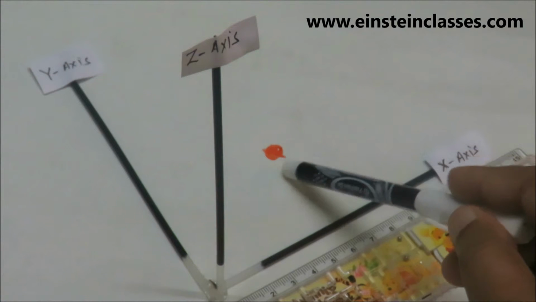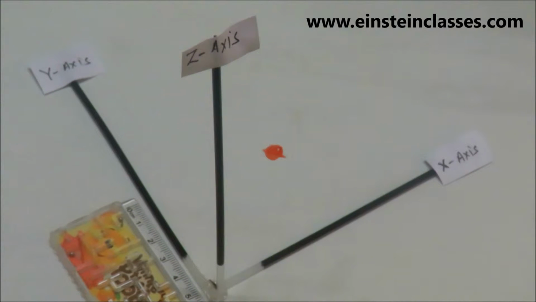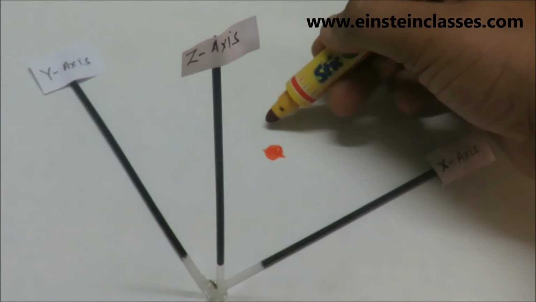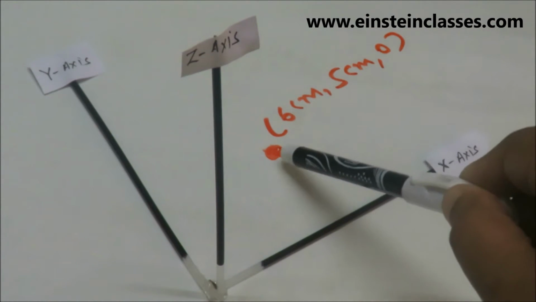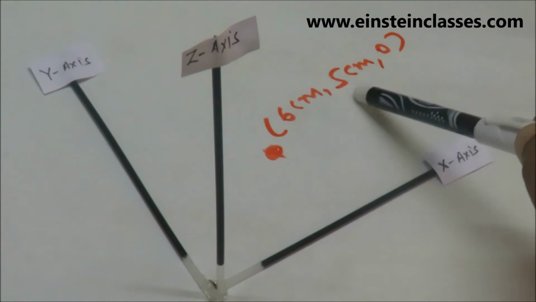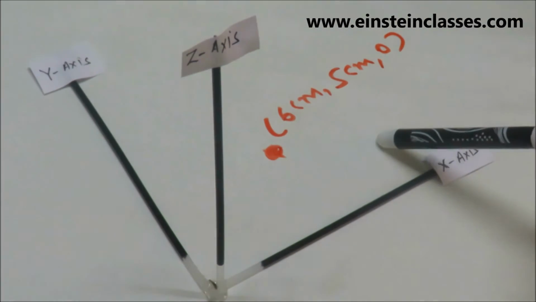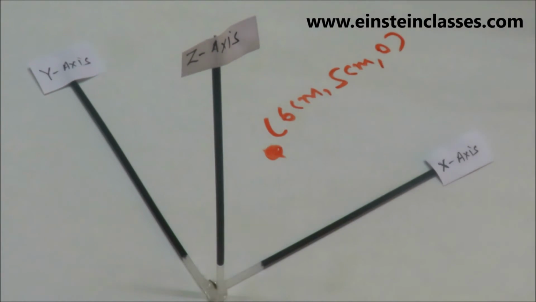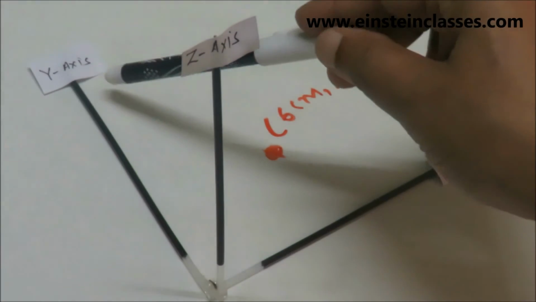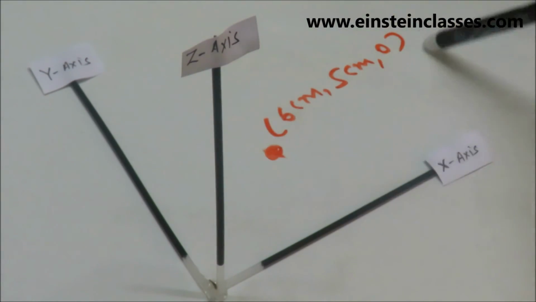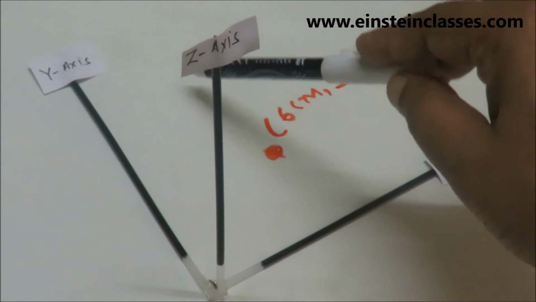The coordinate of this point will have the distance along the x-axis as 6 cm, and along the y-axis it will be 5 cm, right? That means the coordinate of this point along the x-axis is 6 cm, along the y-axis it is 5 cm, and along the z-axis, as this point is lying in the xy plane, the z coordinate of this point will be 0, because the distance of this point along the z-axis is 0, right? That means any point lying in this xy plane will have the z coordinate 0. That means any point in this plane will be represented as (x, y, 0).